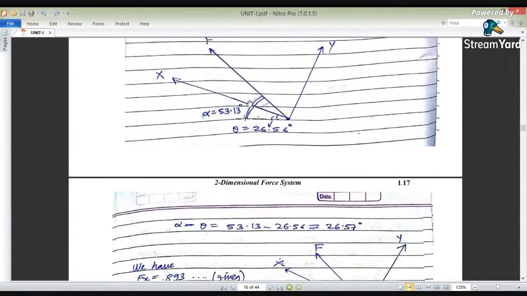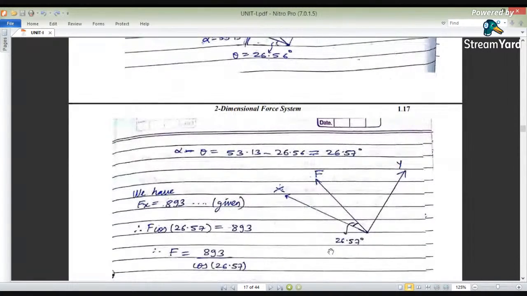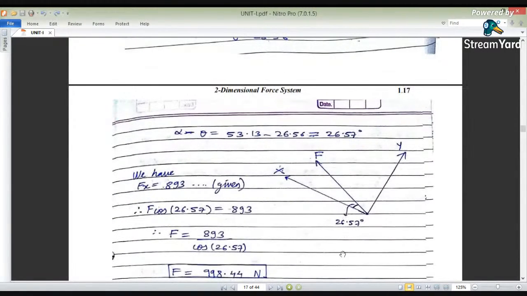So in this way we have calculated the angles, alpha and theta. Then what is the angle made in between these two? The 53 is the total angle, whereas 26.56 is the smaller angle. So we can subtract 26.56 from 53.13, and it comes to be 26.57. So here we have calculated this angle as 26.57.